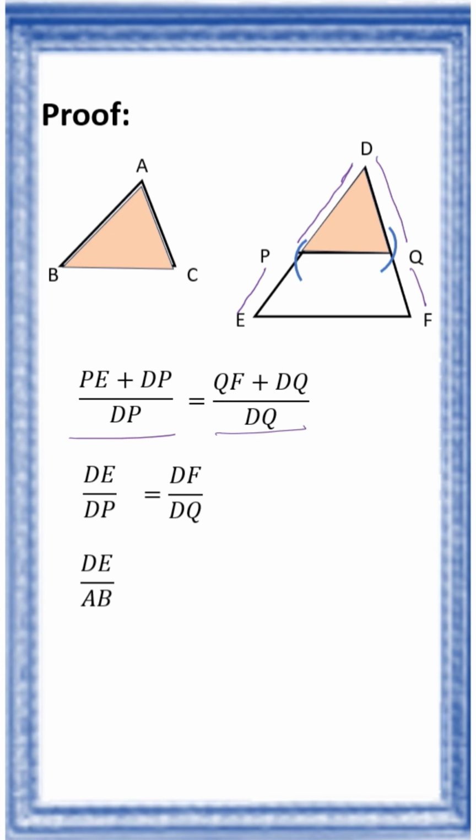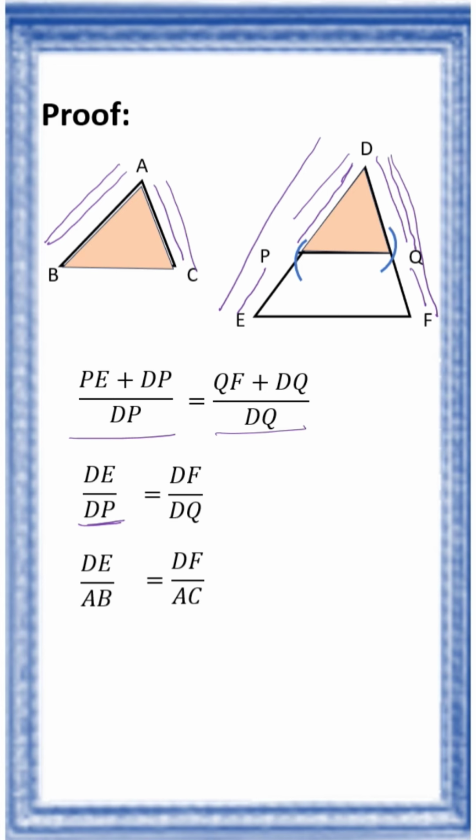So instead of DP, we can put AB. We have, by construction, we know it. Instead of DQ, we can put AC. So now we have proved DE upon AB is equal to DF upon AC. Similarly, we can prove EF upon BC.